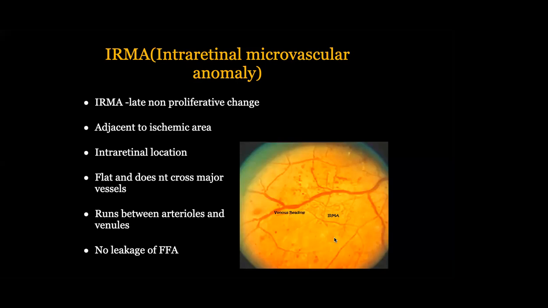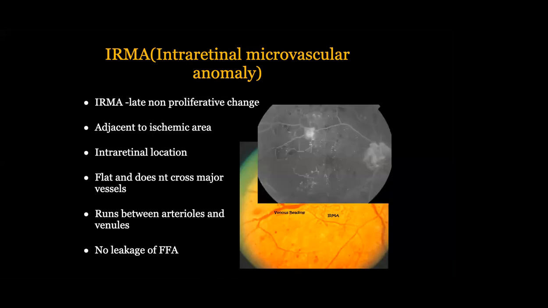Most of the time what we get confused about is whether it is an IRMA or a new vessel. One of the tests by which you can differentiate is FFA, or fundus fluorescein angiography, where IRMA will not leak on fundus fluorescein angiography, but new vessels will leak.